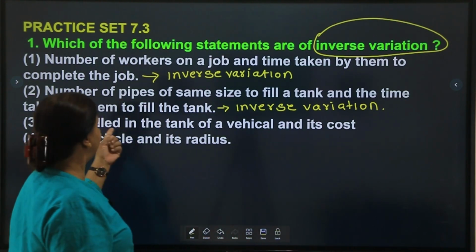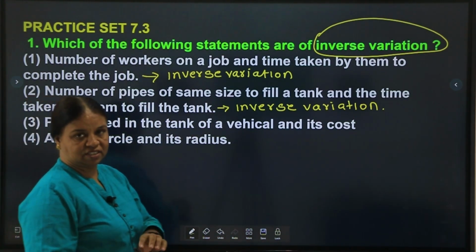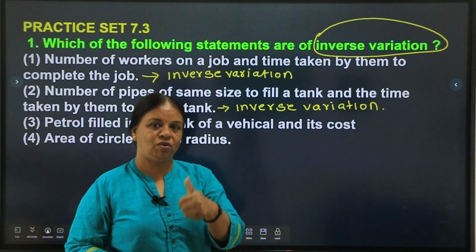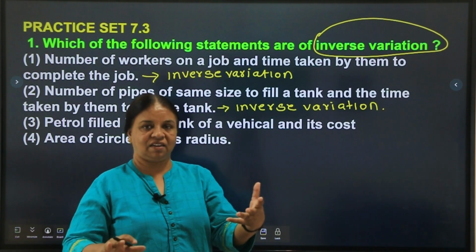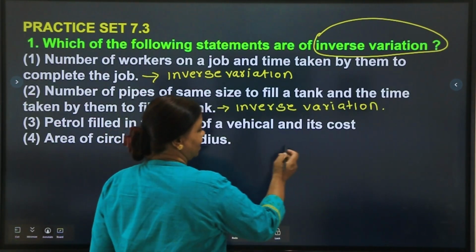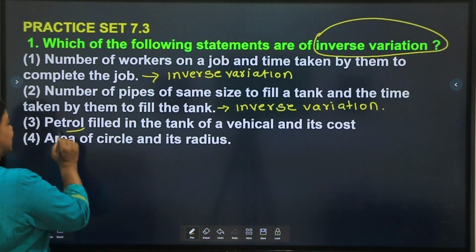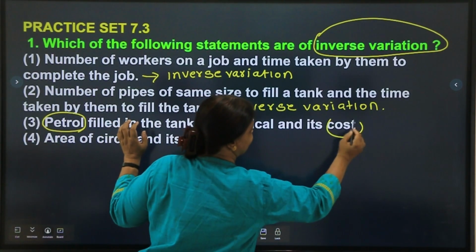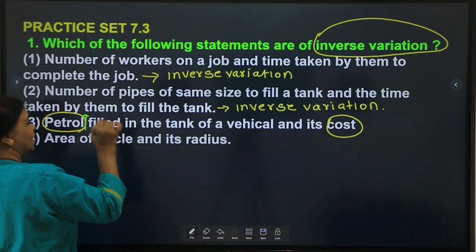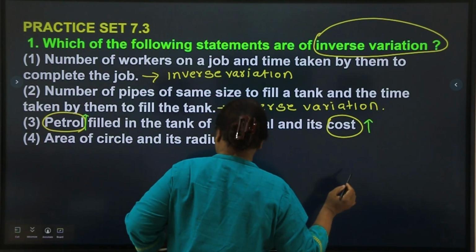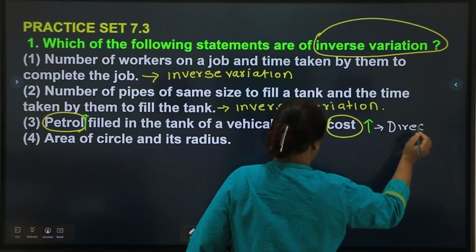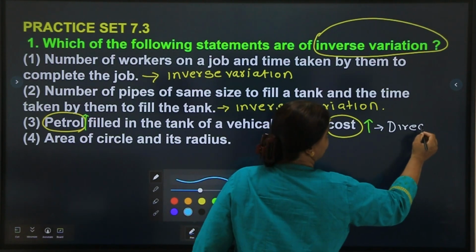Now look at the third. Petrol filled in the tank of a vehicle and its cost. Suppose petrol is costing 1000 per liter. You fill 1 liter, you have to pay 1000. But if you fill 2 liters, you have to pay 2000. So if petrol is increasing, the cost is also increasing. Yes or no? So this is which variation? Direct variation. Understood? It is a direct variation.